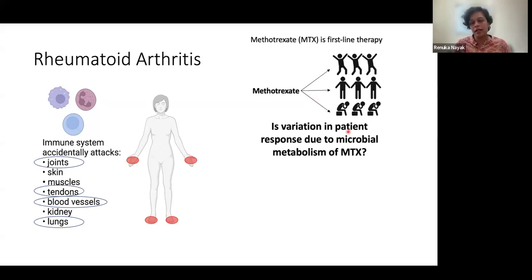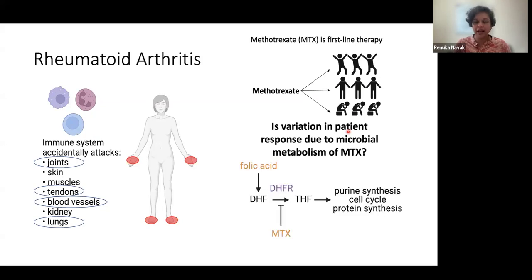And when I first started my line of investigation into this, when I was having these conversations in clinic and I was starting my career in the microbiome research field, I had this question about whether this variation is due to the microbiome, and in particular due to metabolism of methotrexate. And I thought that was an attractive hypothesis to pursue because methotrexate is an anti-metabolite, and it looks just like folic acid or folates. And folate is this critical pathway in cells across all domains of life. So plants need folate, bacteria need folate, we need folate.